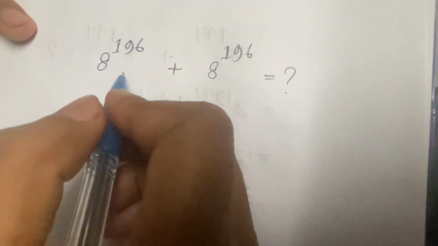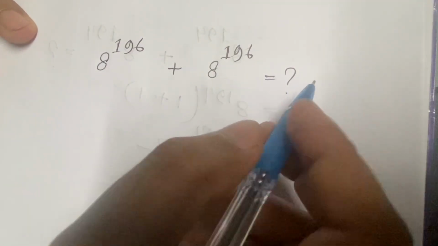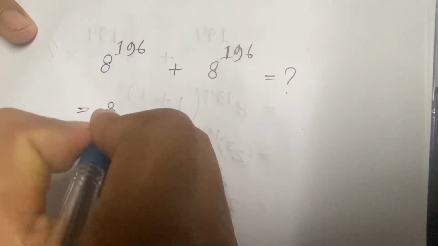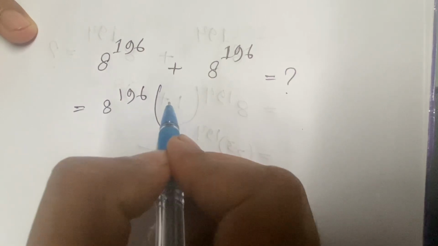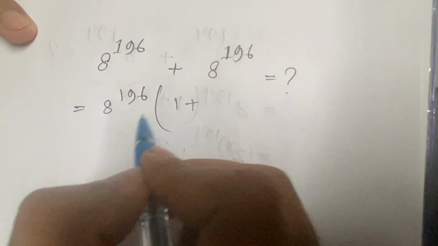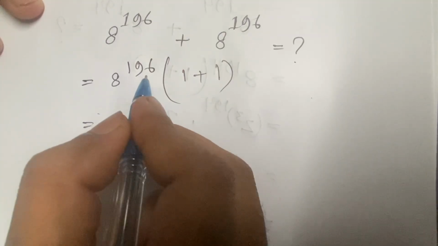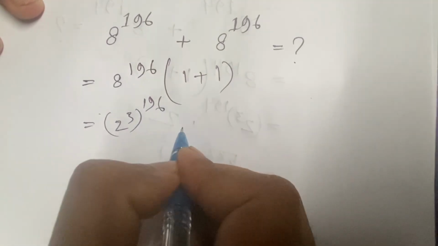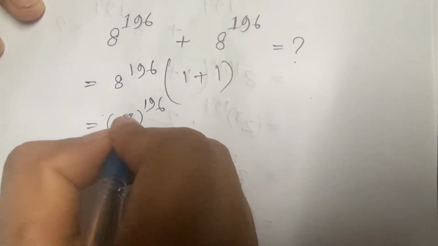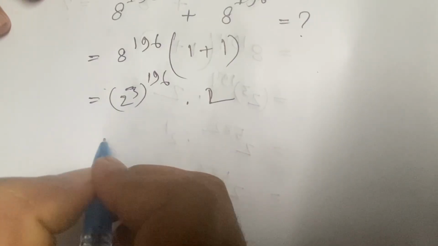How to solve 2 to the power 196 plus 2 to the power 196 is equal to what? At first we take common. 2 to the power 196, first bracket start, this divided by this, that means 1, plus this divided by this, that means 1. Now 8 to the power 196 is same as 2 to the power 3 bracket 196, times 1 plus 1, that means 2.